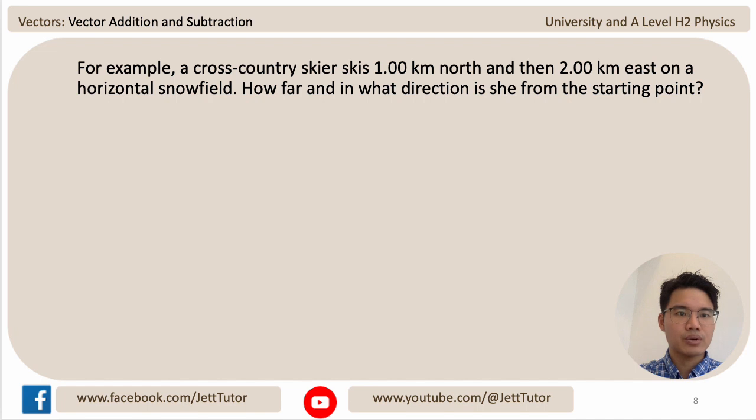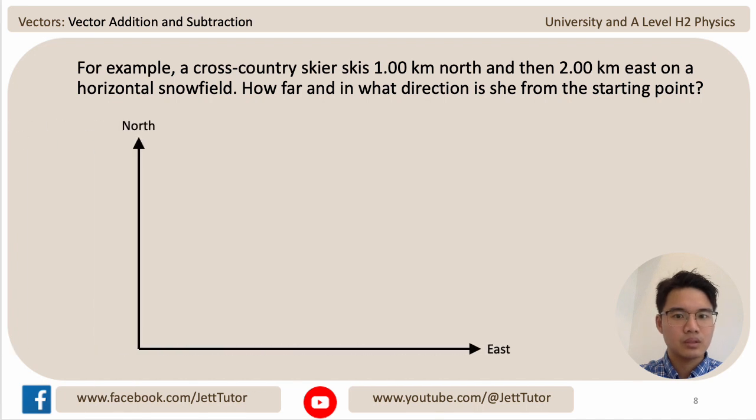For example, a cross-country skier skis 1 kilometer north and then 2 kilometers east on a horizontal snowfield. How far and in what direction is she from the starting point? 1 kilometer north, 2 kilometers east. The resultant vector is from the starting point to the end point.